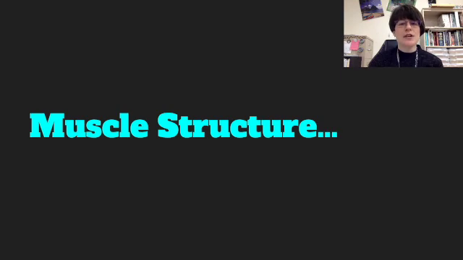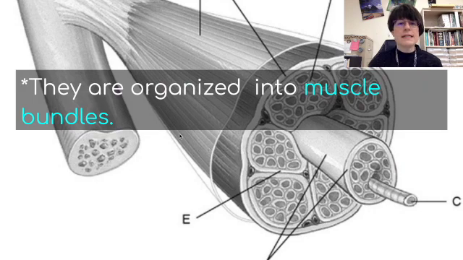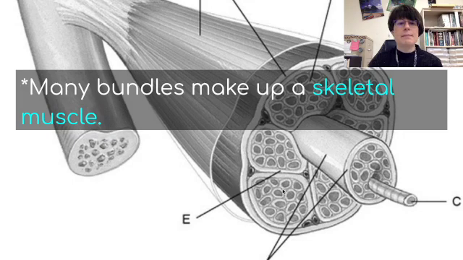Now, muscle structure. How are muscles made up? Muscles are long and cylinder shaped. So right here we see some muscles in the arm, and they are very long and cylindrical. Remember, they are tied to the bone with tendons. So you can see the tendons coming off of here and here. They are organized into muscle bundles. So you see here, these are muscle bundles, those groupings. And many bundles make up a skeletal muscle, so you can see many of these bundles making up this muscle.